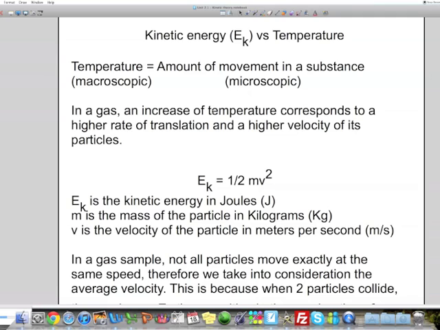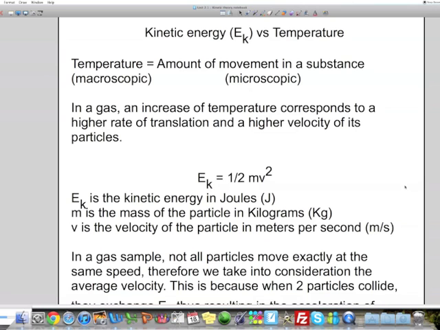So in a gas, if you increase the temperature, that means you're going to have more energy, right? And the particles are going to move faster, thus the word velocity. The way we calculate this is using this equation here. So kinetic energy is equal to half the mass of the substance times its velocity or speed squared. We saw that last year, so you already know how to work with this equation. It's the same as what we covered in the physics section.